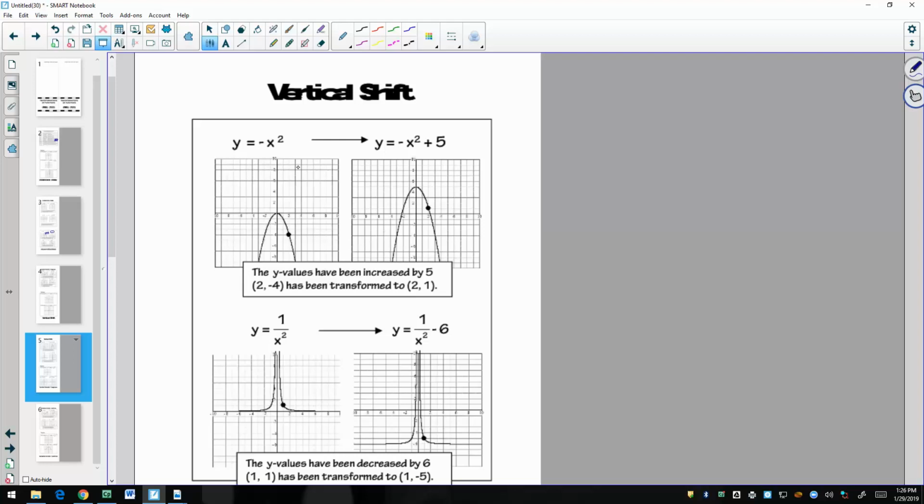So for this one, we wanted to move up 5, so we just add 5 at the end of our equation. For this one, we wanted to move down 6, so we just subtract 6 to the end of our equation, and that's it.